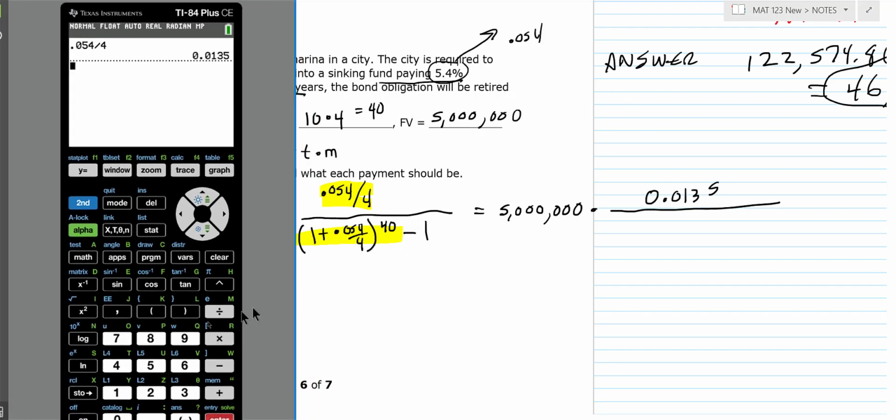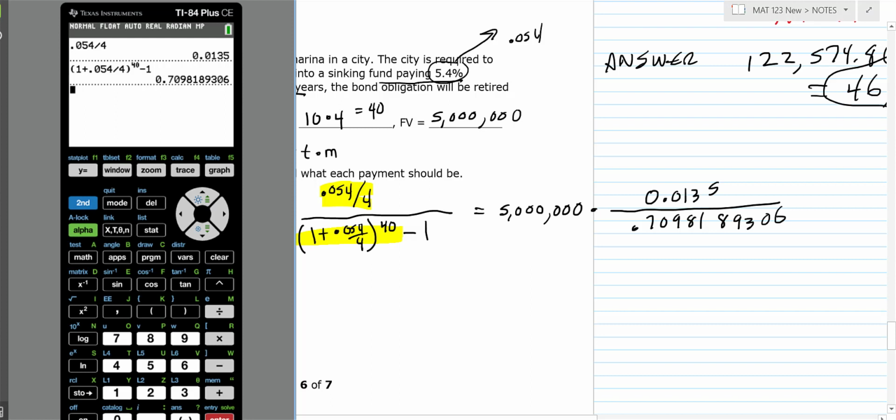Then I'm going to do the denominator in 1 step. So the denominator that I've got highlighted, you're going to go parentheses 1 plus 0.054 divided by 4, close parentheses, to the 40th power, and then minus 1 like that. Just record whatever comes out on the calculator. Most of the time it'll just be however many decimals your calculator holds. But you want to do all your rounding at the end.